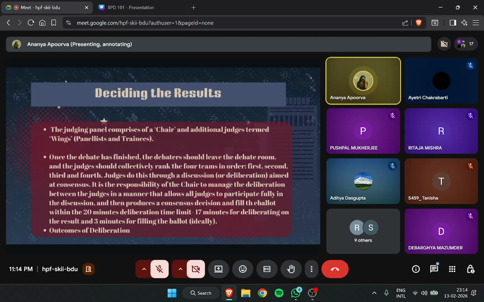The debate has happened. Now we need to decide the results. That is it for all debaters. Now, what do judges need to do? Once you listen to all the speeches, you need to go ahead and come to a decision.